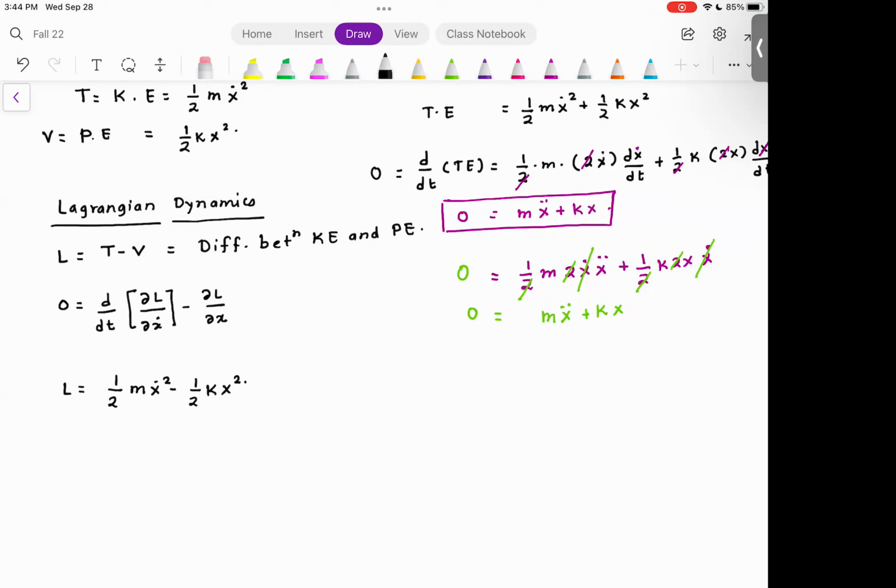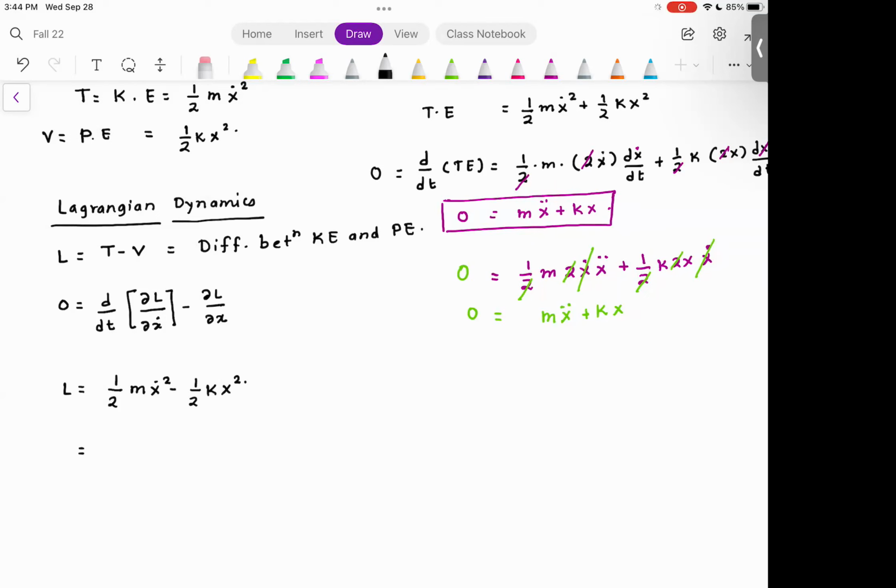I promise you that if you are not familiar or if you are not careful, your signs will go wrong. So make sure. That's why I don't like solving by hand. So that's why we have a computer program that would implement this in MATLAB.